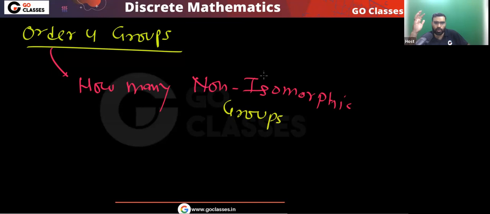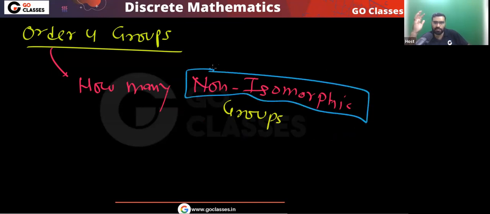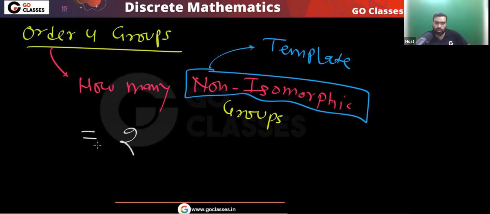Non-isomorphic groups basically means templates. That simply means template. How many templates are there? And you know the answer is 2. There are only 2 templates. That you already know.